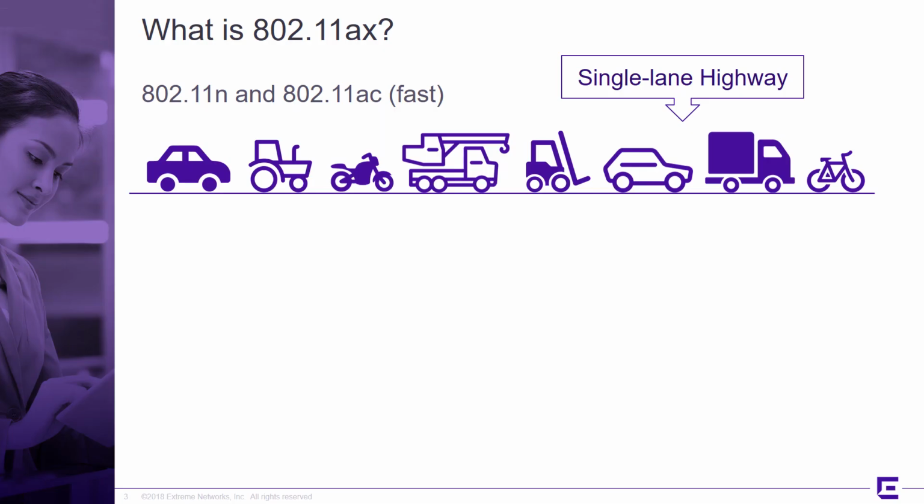Previous PHYs from 11B, A, G, N, and AC all use a single lane as an analogy. They can only have one transmitter on the channel at a time. So they must compete for a transmit opportunity, and then the winner will transmit and hopefully be successful, but no other transmitters can transmit at that time. So it acts like a single lane highway, and no matter how fast or how slow the transmitter is going, everyone waits in line behind it.